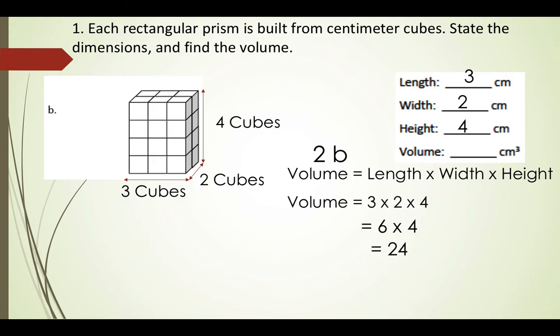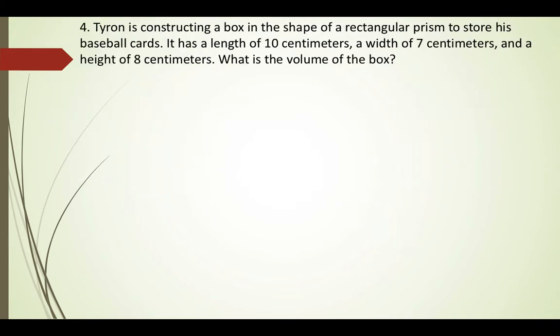So my volume is going to be 24 centimeters cubed. So that's what you're going to be doing for C and D. Very easy. Again, I kind of combined number one, but also including number two at the bottom where you were writing in the formula for volume. So I'm going to jump now to number 4.